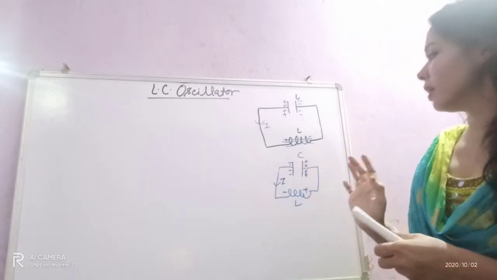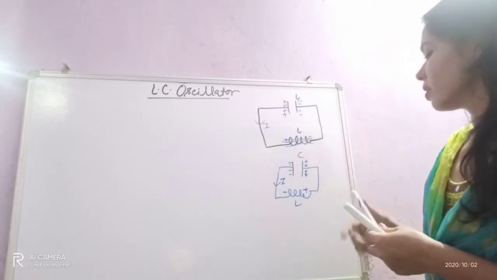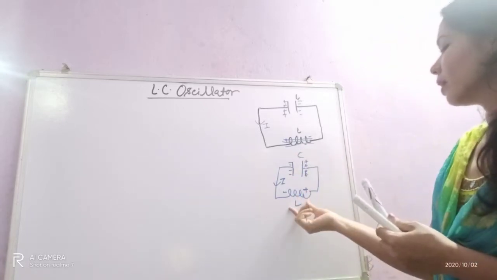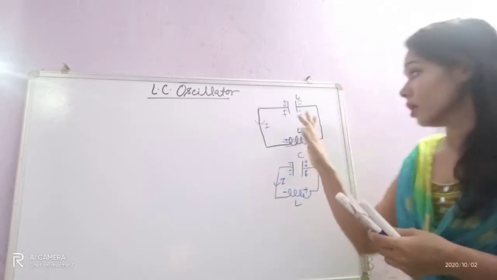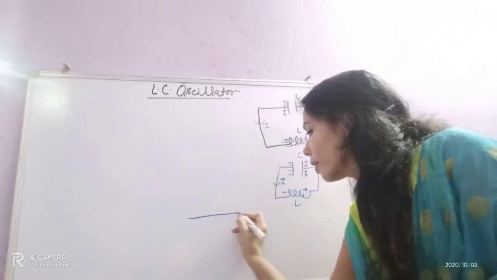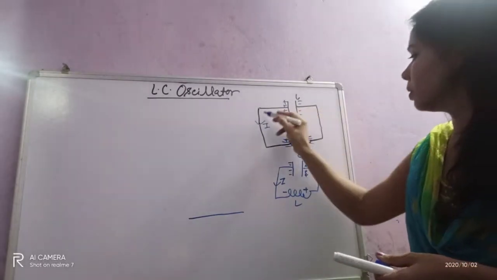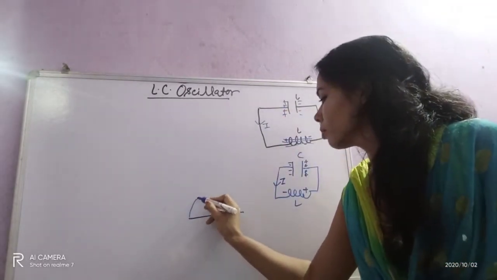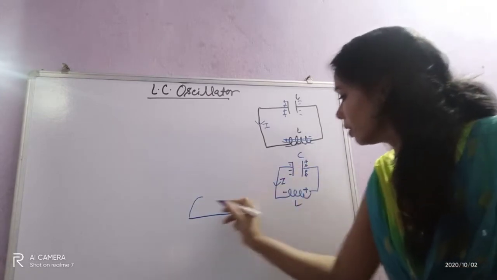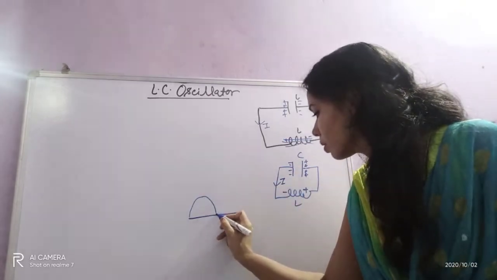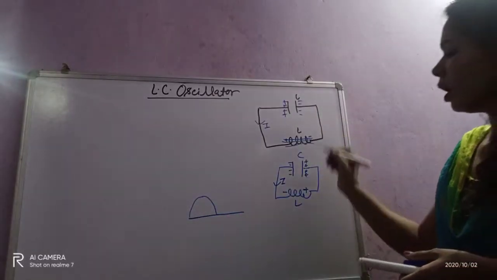Now again it's completely charged. This plate is completely charged, and this inductor is discharged. Now I will draw the graph for the current. Current is flowing from positive to negative in this way, so I am making it this way. In this second case also, the current is moving from this to this. Okay, I have drawn it.